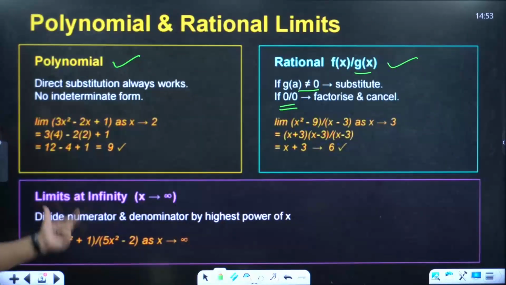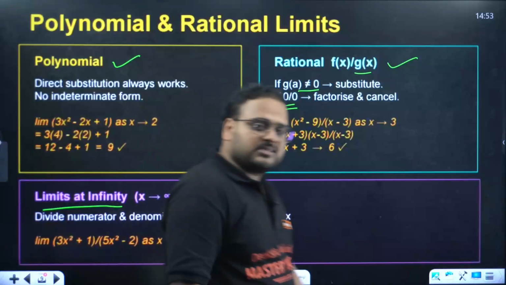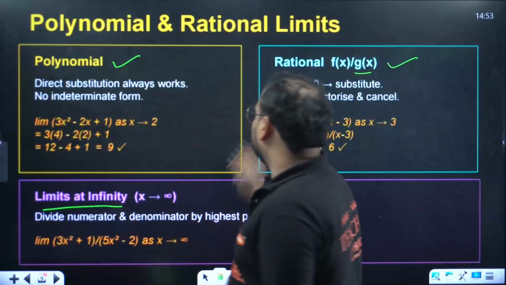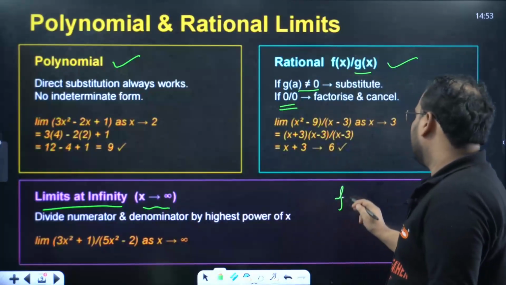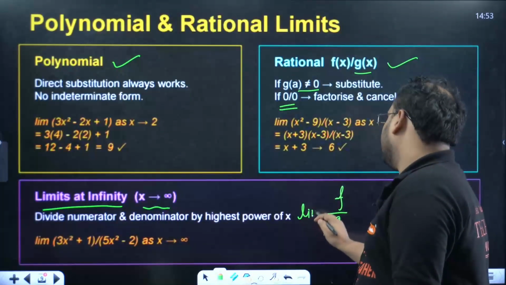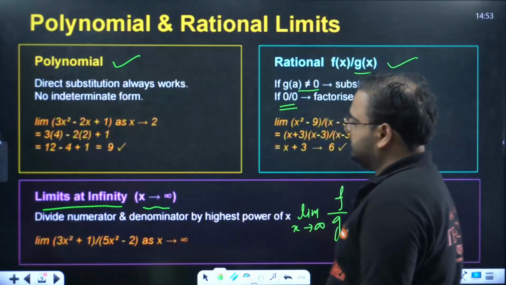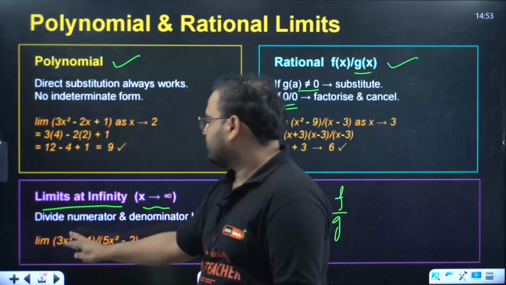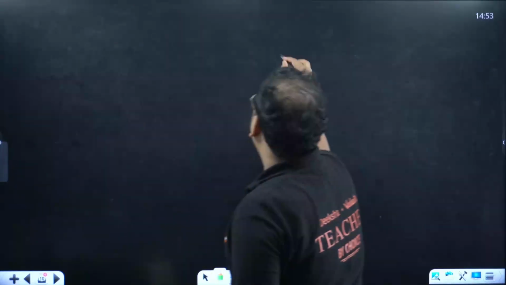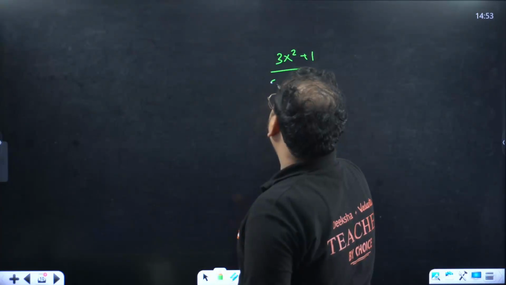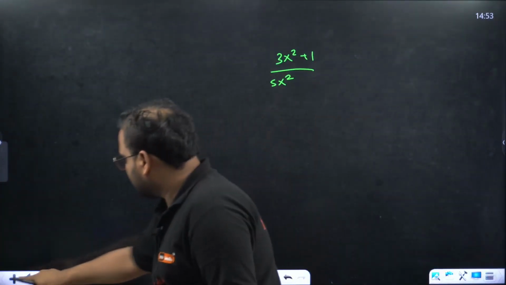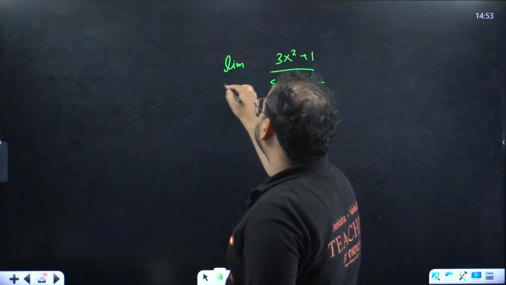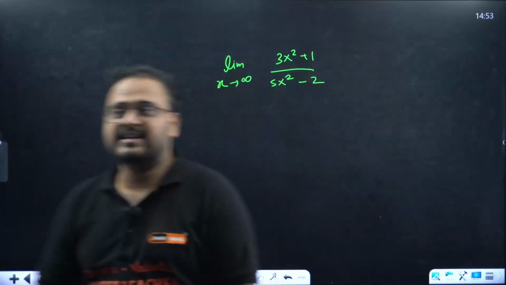But this is a very special case, and this sometimes does come in your CET. What is this? Limits when x goes to infinity for the rational function. For the rational function f by g, they write limit x tends to infinity. For example, in this question, can you see that? 3x square plus 1 over 5x square minus 2, and the limit is x tends to infinity.